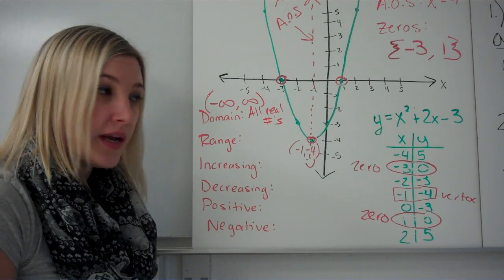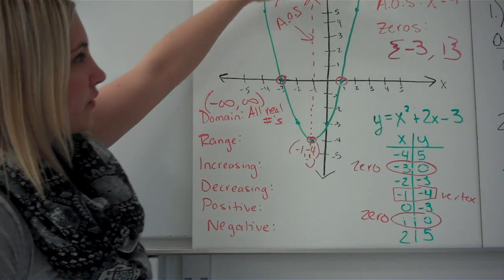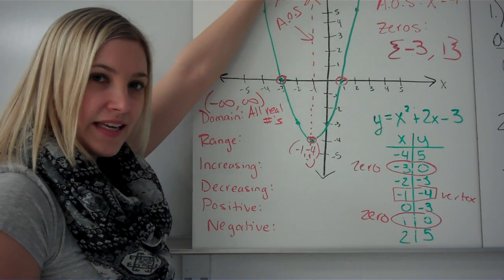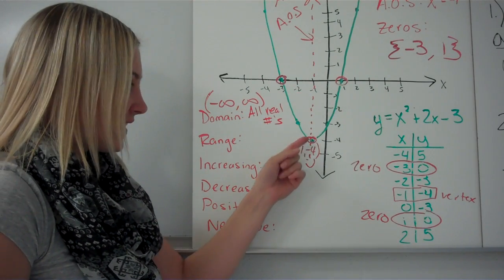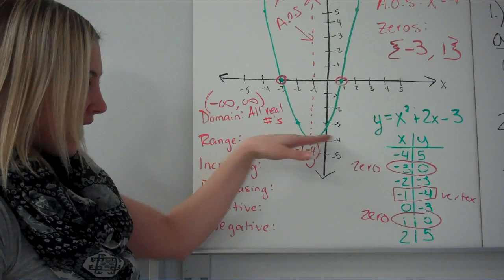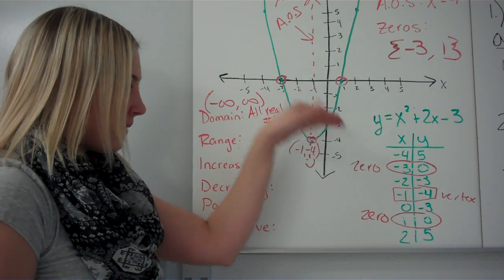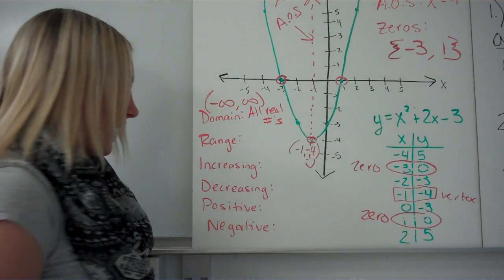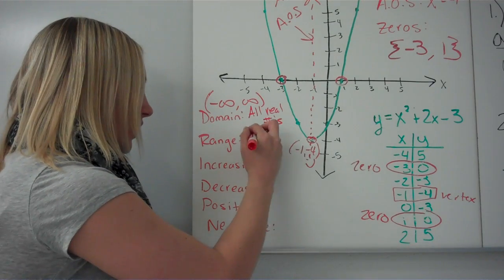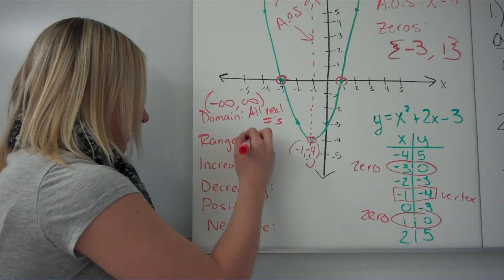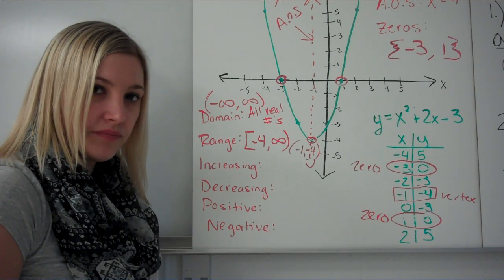Same thing for the range, except now we're talking about the y value, so up and down. So if I kept going and going and going this way, would the graph keep going? Yes. What if I went this way? Oh, wait a minute, no. It stops right here, the y value at -4. So this function is only going from -4 all the way up to infinity. So the range, now the point -4 is included, so that's going to be a bracket from -4 all the way up to positive infinity.